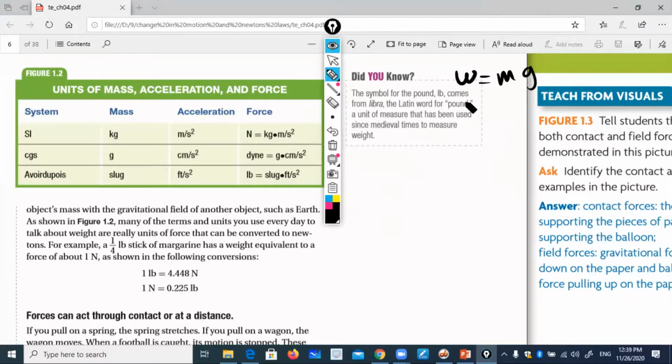Now, weight is counted in Newtons, mass in kilograms, and gravitational acceleration in meters per second squared. That's it. Do you understand now?